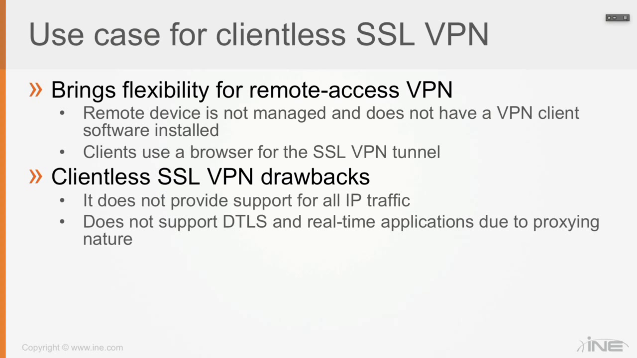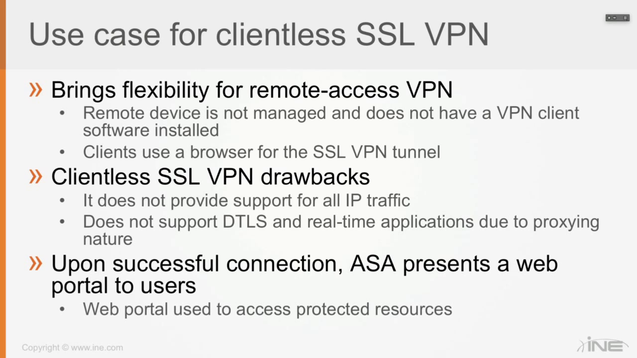Now, the drawbacks of clientless SSL VPNs is that it does not provide full support for all IP traffic. I'm going to better understand the reason for that from the traffic flow point of view, and it does not support DTLS, which means real-time applications are not supported through clientless SSL VPNs due to the proxying nature of this clientless SSL VPN. We're going to speak in a couple of minutes about what the proxying nature means later on.